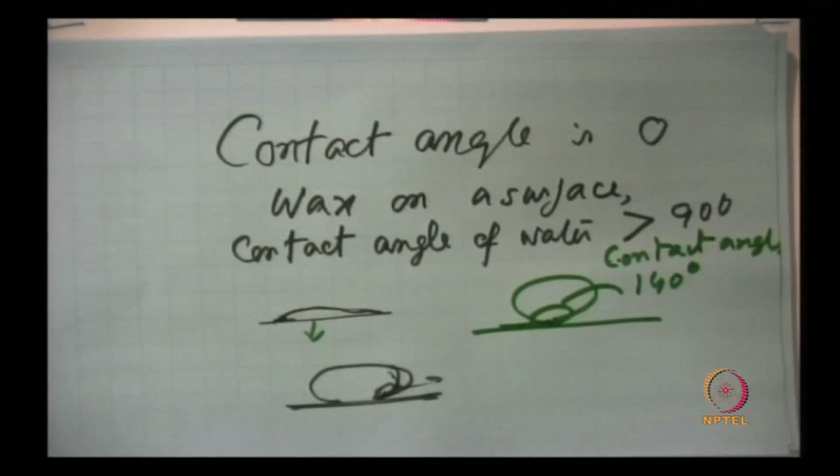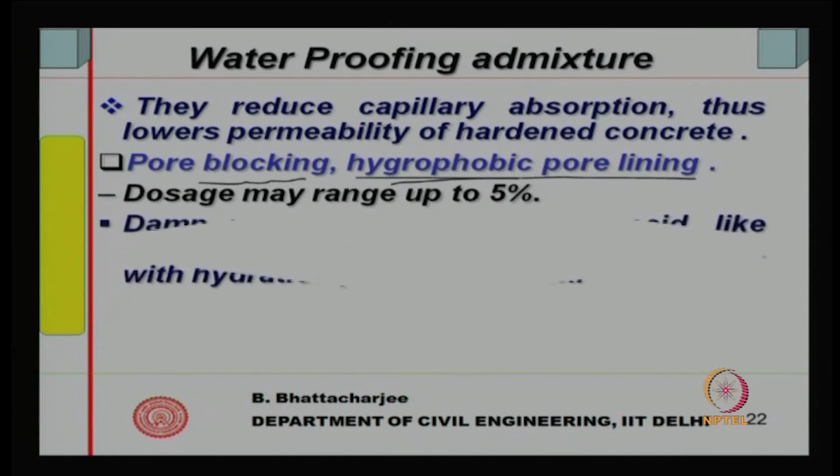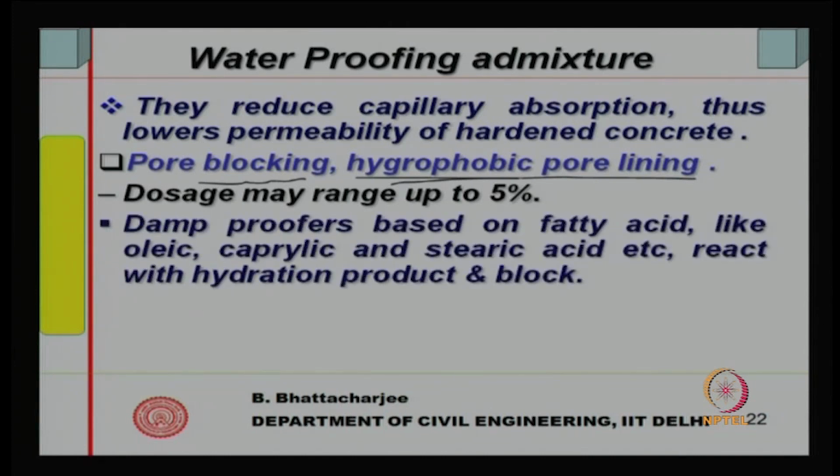So, therefore, hydrophobic pore lining uses this principle. Pore blocking is simply blocking the pore. Dosage may range up to 5%. These damp proofers are based on fatty acids, oleic, caprylic, stearic acid, etc., which react with the hydration product and block. That means the pore blocking product will react with the substrate, mainly the calcium hydroxide, and produce CSH-like product which can block the pore.